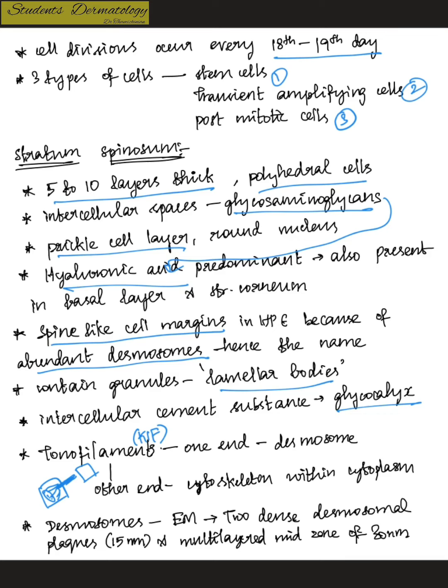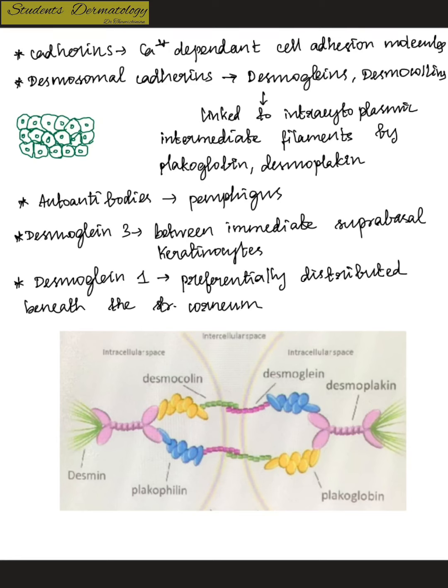This desmosome on electron microscopy is visible as two dense desmosomal plaques and a multi-layered middle zone in nanometers. Here this is the architectural structure of the desmosome. This desmosome also contains calcium dependent cell adhesion molecules called cadherins, which are desmogleins and desmocollins. Here you can see this is the desmoglein and this is the desmocollin. They are linked to the intracytoplasmic filaments with the help of plakoglobin, plakophilin and desmoplakin.